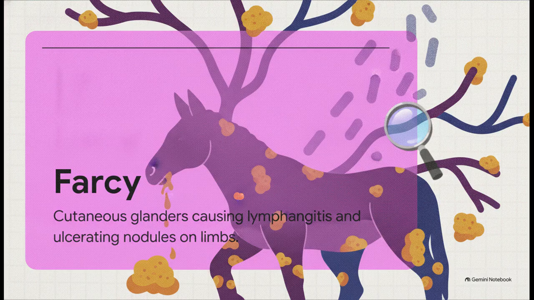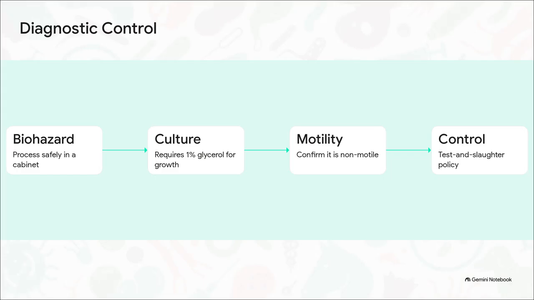What happens is, nodules occur all along the course of the lymphatic vessels in the animal's limbs. Over time, these nodules ulcerate and discharge a thick, yellowish pus. It is an incredibly debilitating, chronic, and disseminated disease. Because of the zoonotic risk we talked about, processing these specimens requires a biohazard cabinet. No exceptions. Now here is your massive diagnostic clue for this one.